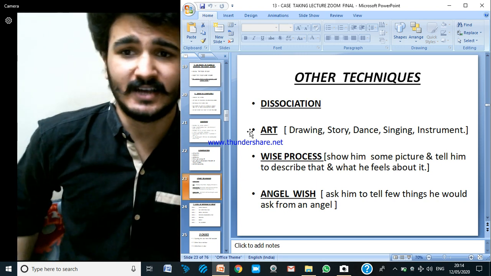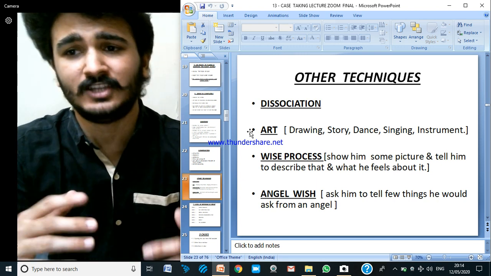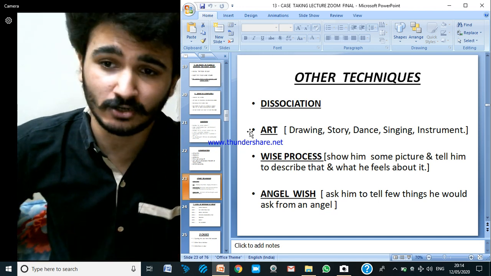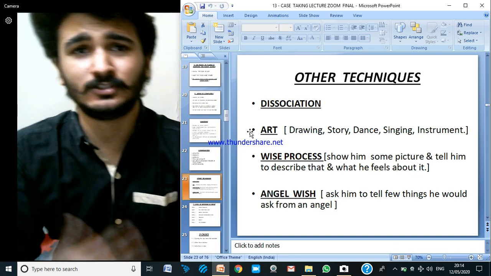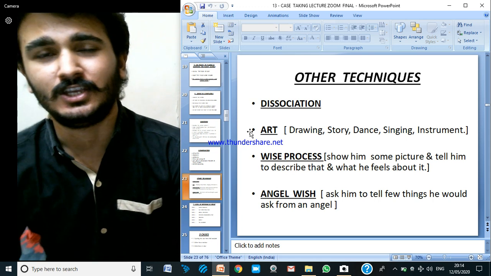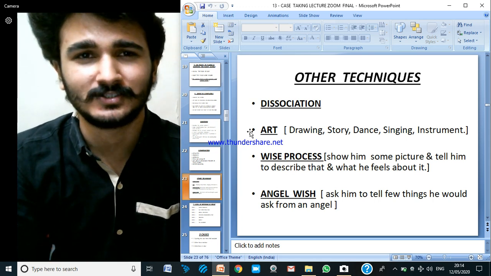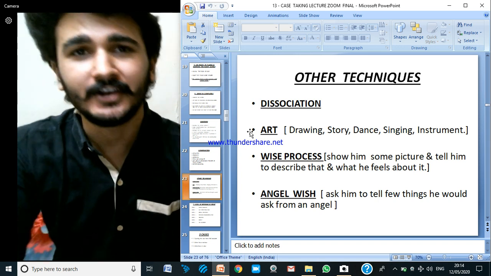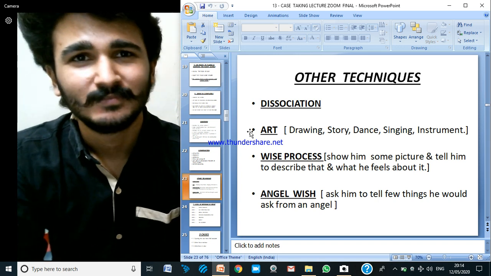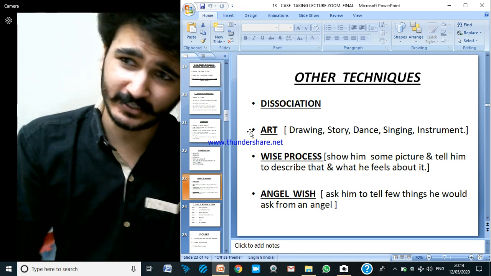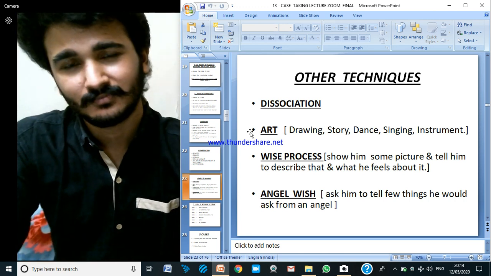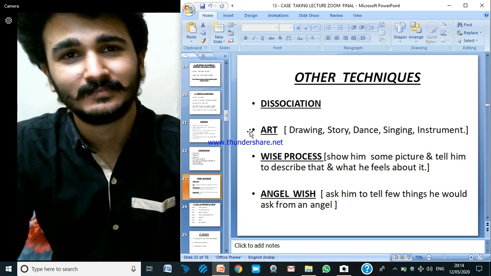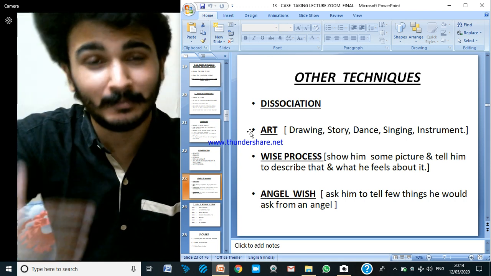And these are the other techniques, the art-wise process, like you show him an image and you let him talk about that thing. The angel wish that you ask when the patient is not saying anything, tell him that suppose you have an angel wish, he gives you 3 wishes, what will you take as the 3 wishes? Sometimes patients don't give their dreams. Tell them, create a dream. Create a fear. Which fear? What is the thing that you don't want to happen in your life? Which is the dream that you don't want to come in your life anytime? What are the wishes you want to happen?